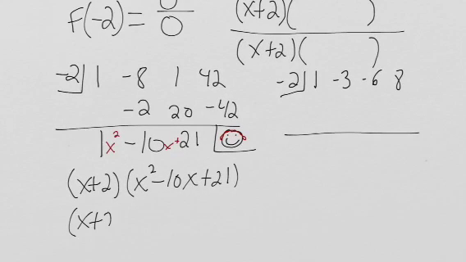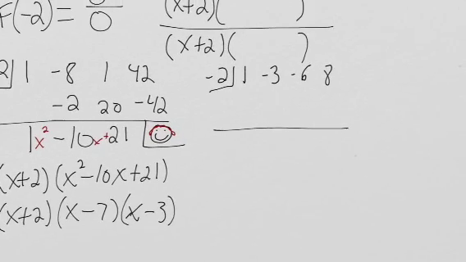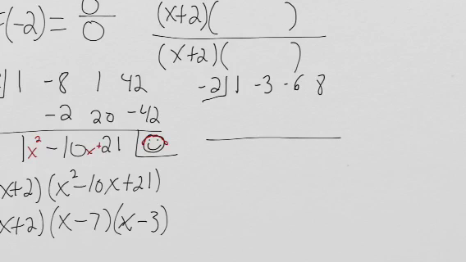We're looking for something that adds to negative 10 and multiplies to positive 21. We know they're both going to need to be negative because they add to a negative and multiply to a positive. So we get x minus 7, x minus 3, x plus 2. That's our numerator. Let's do our denominator. Again, drop down the 1, negative 2, get negative 5. Positive 10, positive 4, negative 8. Happy once again.